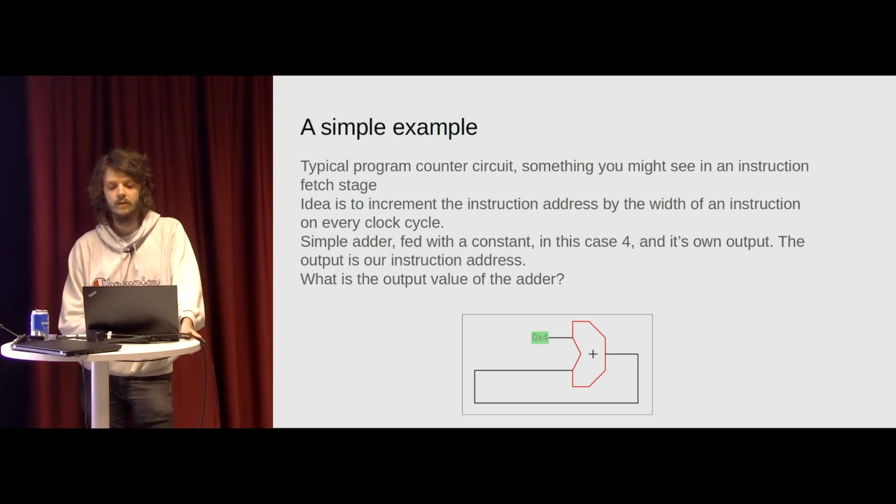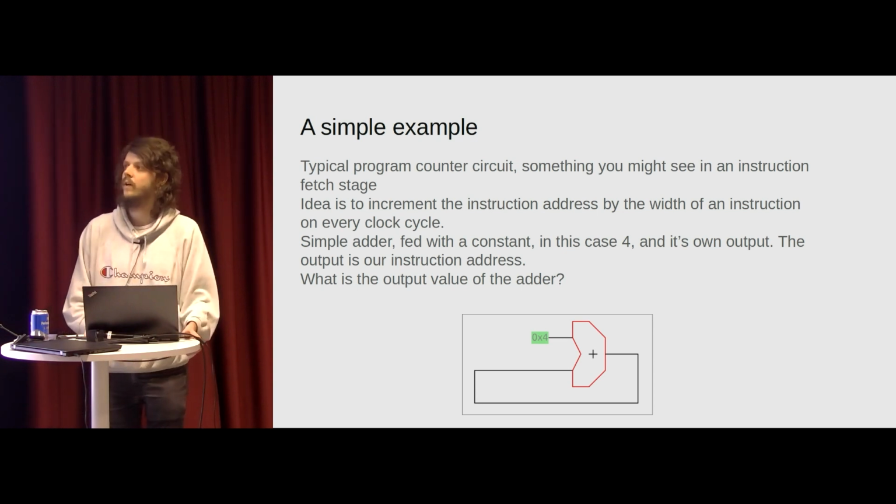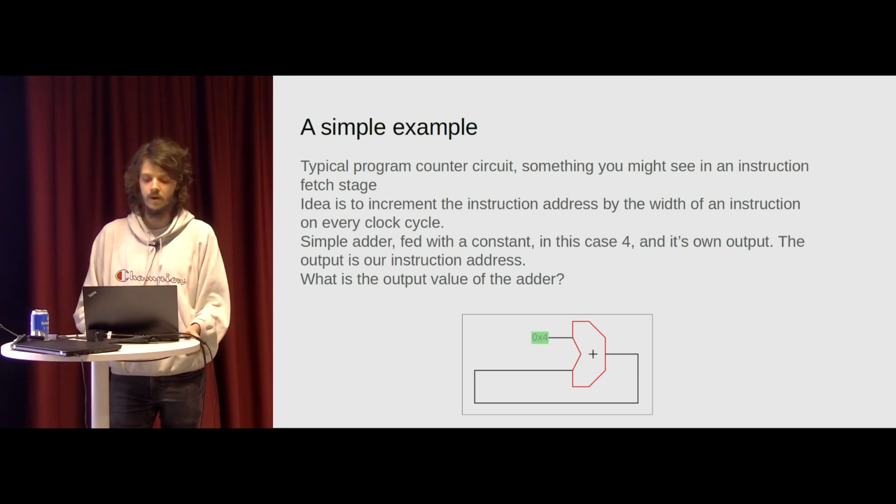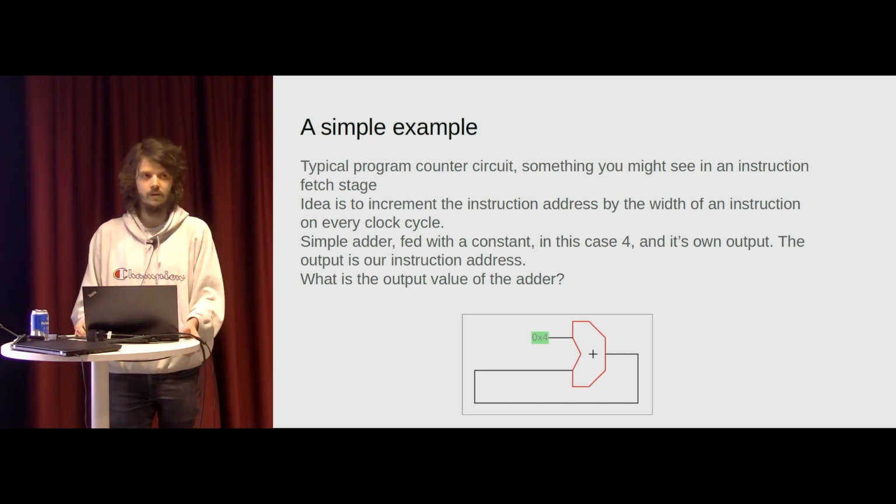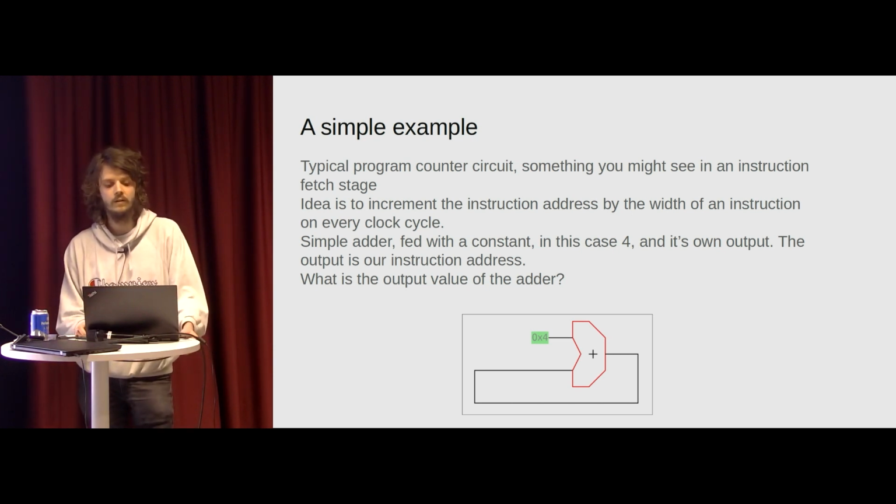Here we have a simplified version of a typical program counter circuit. So it's something you might see in an instruction fetch stage of a processor. And the idea here is that we want to increment the instruction address by the width of an instruction on every clock cycle. And in this case, the width is 4. So we have an adder.